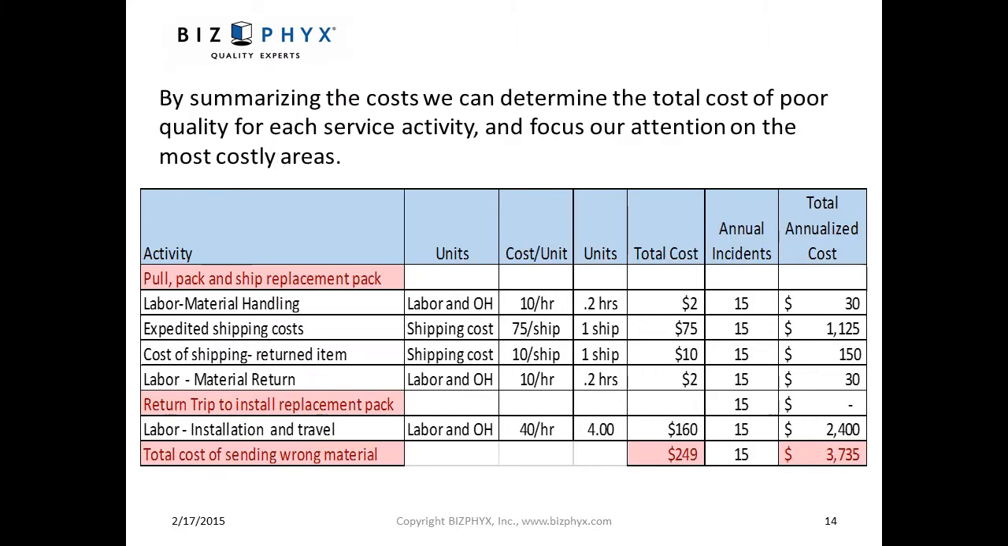So per incident, if it's $250, how many incidents a year? Well, we'll use 15 incidents. There were 15 occurrences of installing an incorrect circuit board. We can expand the dollars out, and we come up with $3,700 yearly cost of poor quality for this one type of incident.